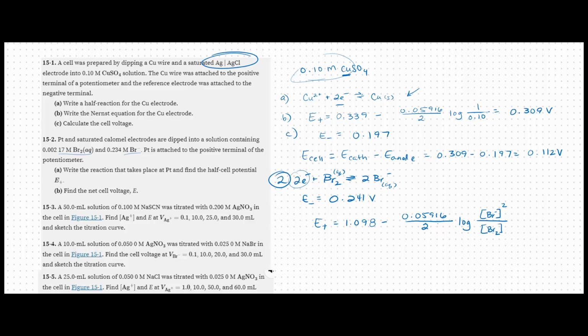Now these concentrations are given to you, right here in the problem. So I'm just going to replace them. The bromide concentration is right here, and bromine is also right here.